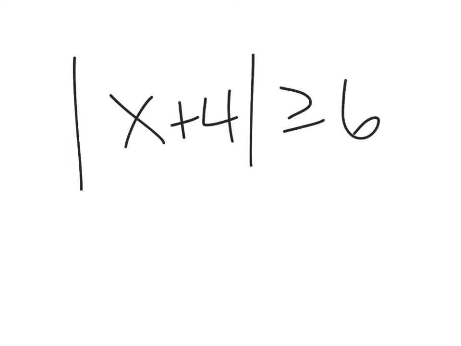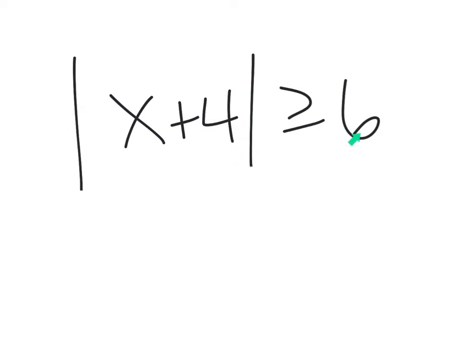Alright, so we're going to solve absolute value inequalities. It's very, very similar to the equations. So first thing you need to do is be sure the absolute value is isolated. I don't see anything in front of it, and I don't see anything after it. So it's already been isolated.